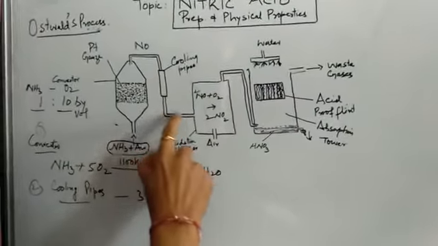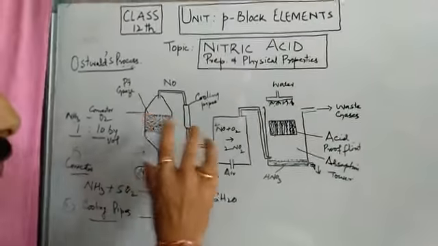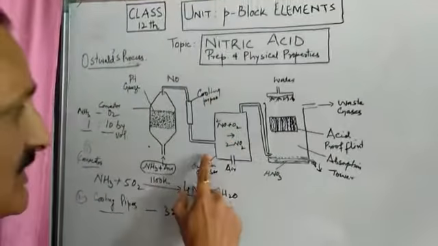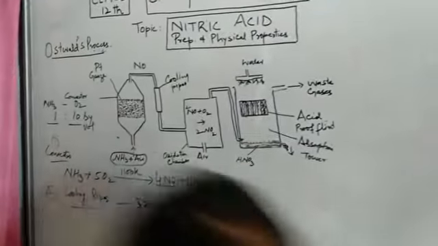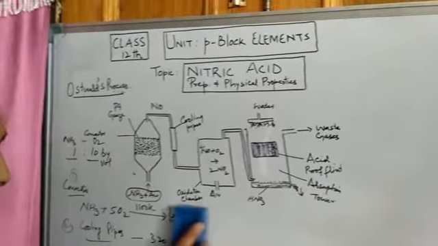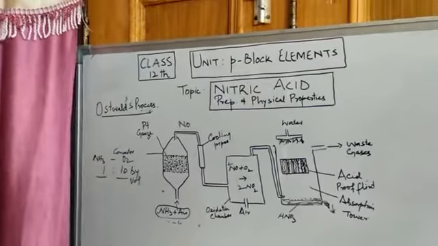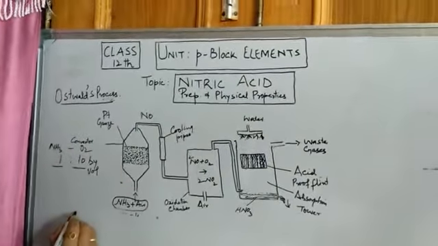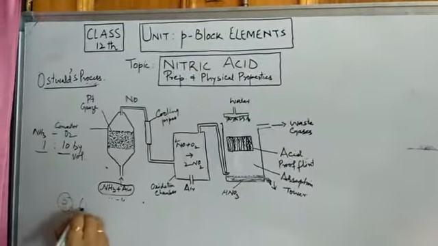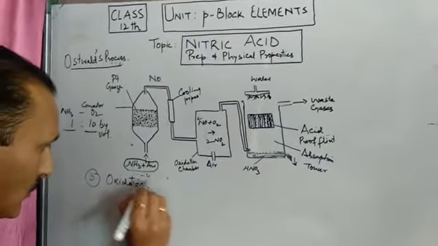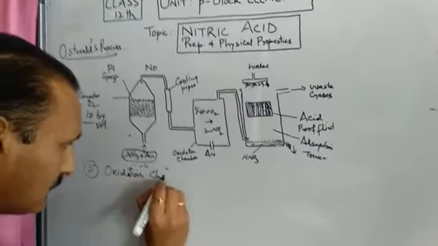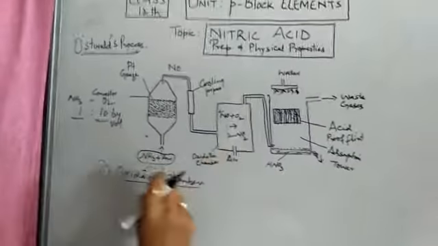Now this NO, that is nitric oxide, which is cool now, is passed through another chamber. This chamber is known as oxidation chamber. So now moving to the oxidation chamber, which is the third step of Ostwald's process. As the term itself suggests, here oxidation will take place.